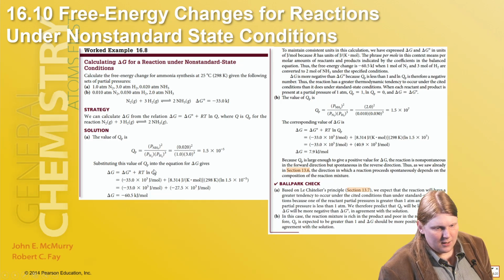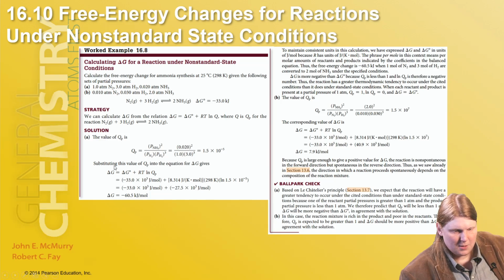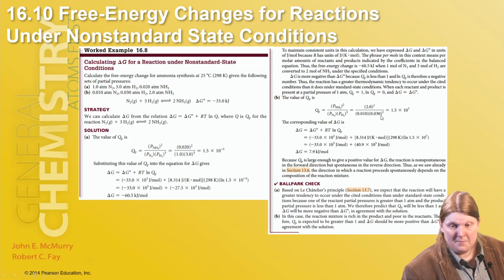And delta G naught here is more positive than the real delta G, because Q is less than 1. So keep in mind that the reaction has a greater thermodynamic tendency to occur under these conditions than under standard state conditions. Sometimes these can be entirely different. Sometimes delta G naught can be a positive number, and then delta G can be a negative number. These things can happen depending on how the conditions are changed, right? For example, in this one, delta G naught is a negative number, but delta G here is a positive number. Q is large enough to give a positive value for delta G, so the reaction is non-spontaneous and reverses itself.